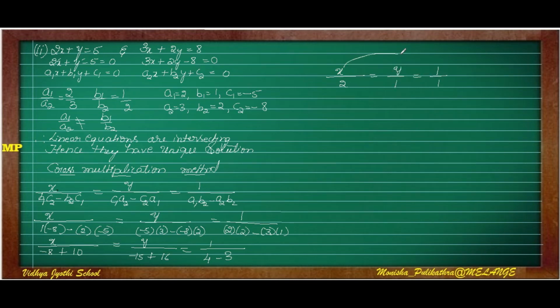So now we have to equate the third one to x and y. So that is x by 2 is equal to 1 by 1. By cross multiplication we will get x is equal to 2. In the same way, y by 1 is equal to 1 by 1, that is y is equal to 1. We got the values of x and y. So this is the way of solving for x and y by using the cross multiplication method. I hope you understood this.